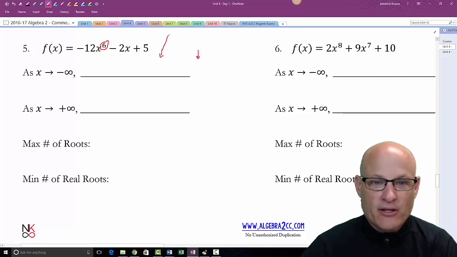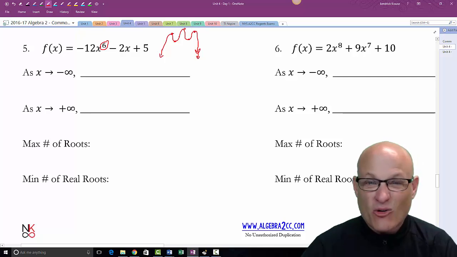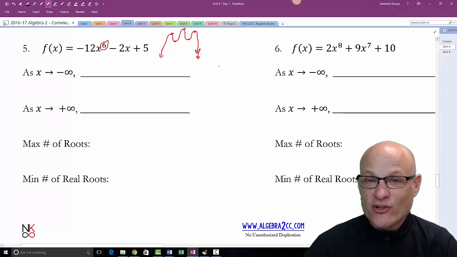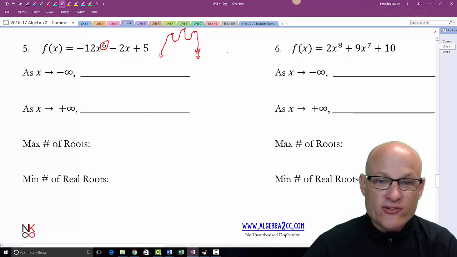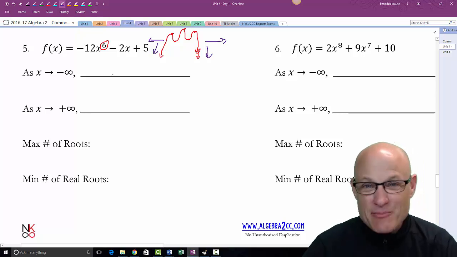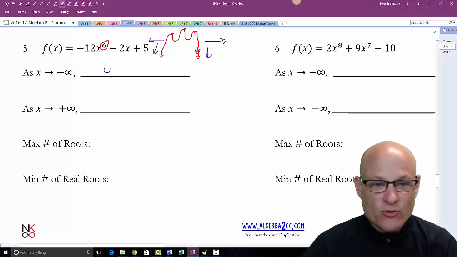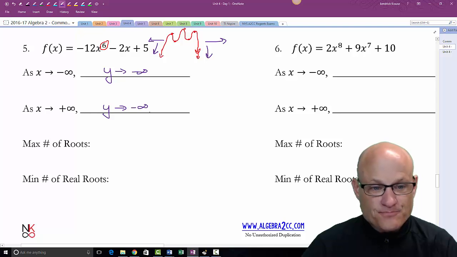Now, will it look like a parabola? No. It'll probably have a few bumps, which are called extrema. Maybe it looks like that, where you've got some maximums and some minimums, some relative max, relative min. You'll cover that in pre-calc next year, but who cares? I'm just asking you about end behavior. So as this goes to the right, it goes down. As it goes to the left, it goes down. So my end behavior: as x goes to the left, y goes down. And as x goes to the right, y goes down.